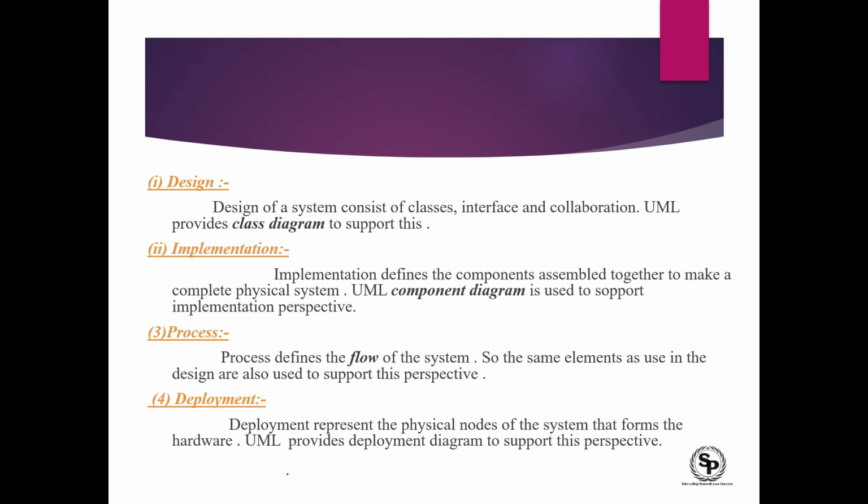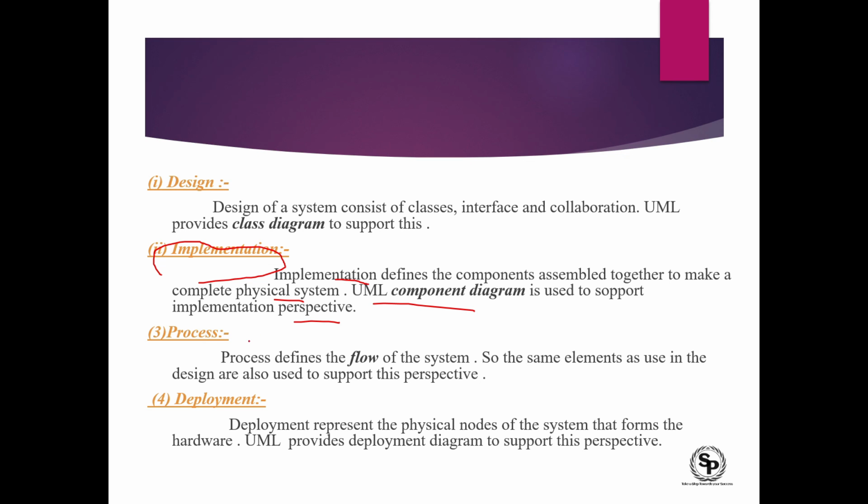Then we come on to the implementation. So implementation defines the components assembled together to make a complete physical system. UML component diagram is used to support the implementation perspective. जो UML component diagram है वो support करता है implementation perspective को, implement करता है, assemble करता है different types of components together to make a complete physical system.